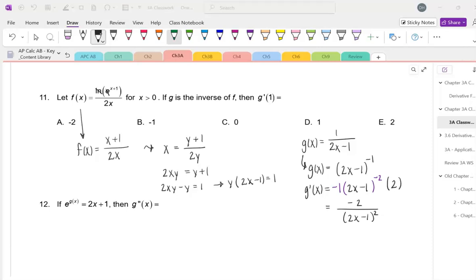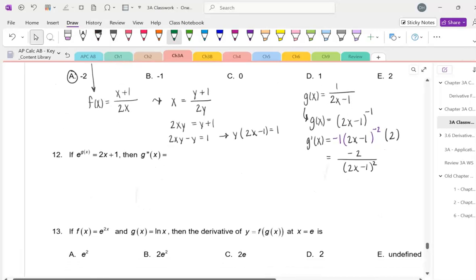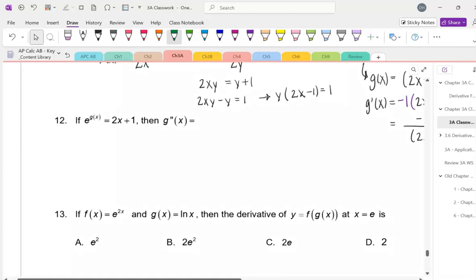Input the 1. Negative 2 divided by 2 minus 1. Negative 2 divided by 1 is letter A. Same thing with number 12. But number 12, you guys have to find the second derivative.